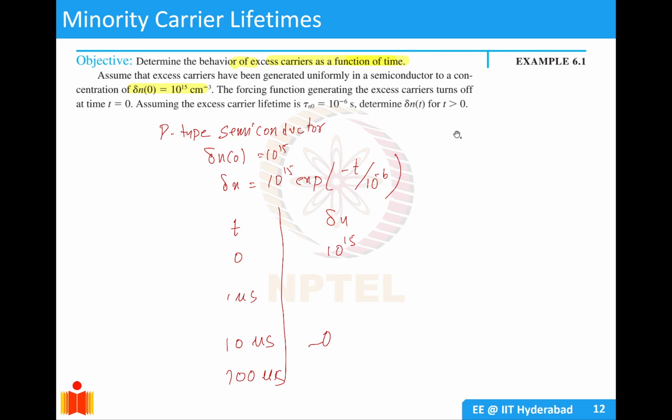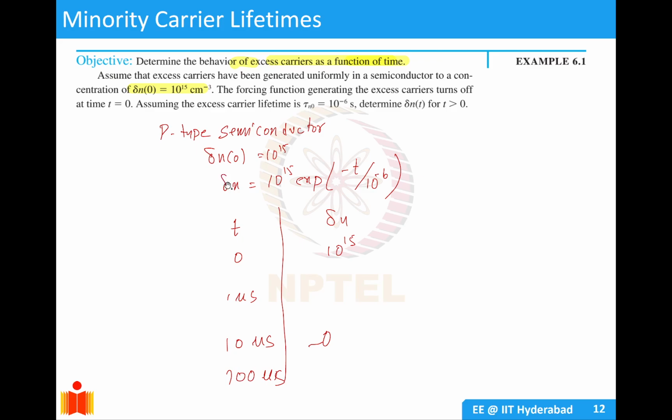So, minority carrier lifetimes. Determine the behavior of excess carriers as a function of time. Assume that the excess carriers have been generated uniformly in a semiconductor at a concentration of delta n0 equals 10 to the power 15 per centimeter cube. The forcing function generating the excess carriers turns off at t equals 0. Assuming the excess carrier lifetime is tau n0 equals 10 to the minus 6 seconds, determine delta n(t) for t greater than 0, which is similar to the previous question.